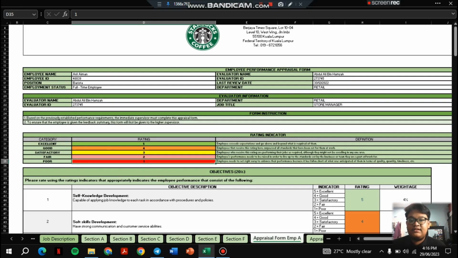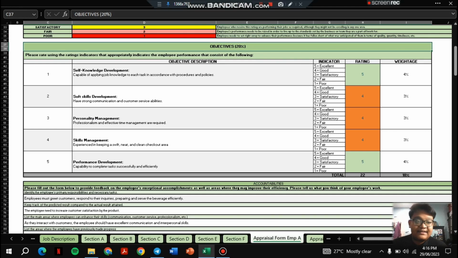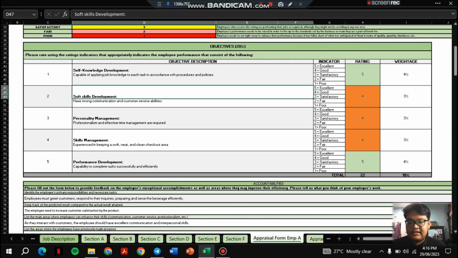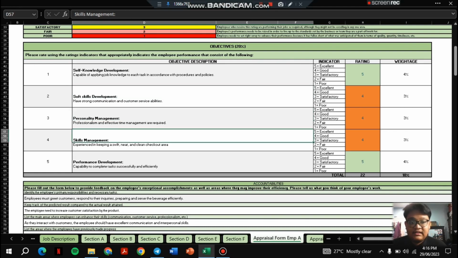The next one will be objective. So this employee gets 80% of 20% for objective. This means that in the soft skills, the personality, and the skill management, this employee is not very excellent, meaning not very good in this development and management skills.